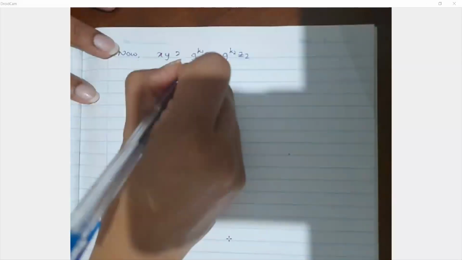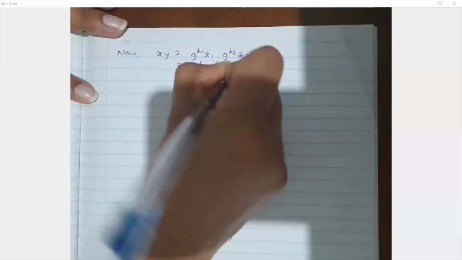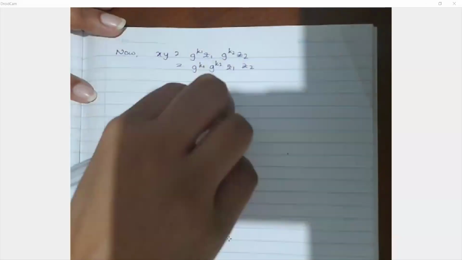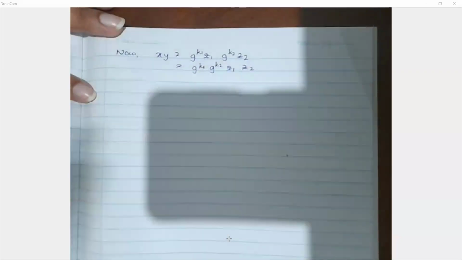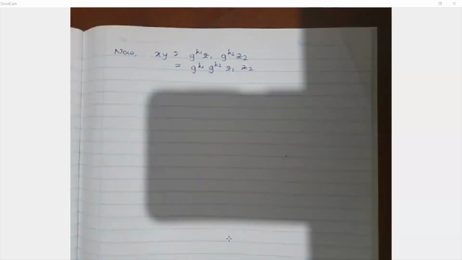Now xy is equal to, x is given by g^k1 z1, times g^k2 z2. Now this is equal to g^k1, we simply commute these two elements. I'll tell you why. We can commute z1 and g^k2. We have g^k1 g^k2 z1 z2. Why do we have this? Observe, we are taking z1 from the center. What sort of elements do we have in the center? Elements that commute with every other element in G.